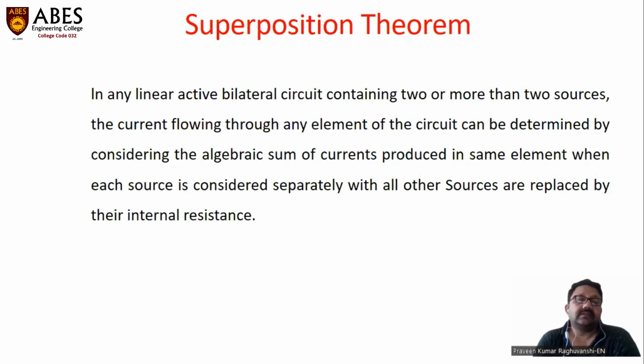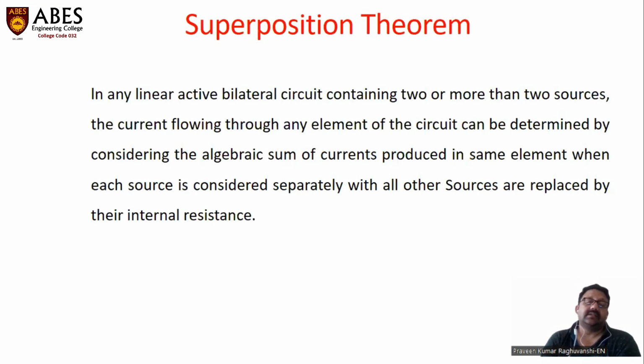As far as the statement is concerned, the statement of the superposition theorem is like this. In any linear active bilateral network containing two or more sources, the current flowing through any element of the circuit can be determined by considering the algebraic sum of the current produced in the same element when each source is considered separately, with all other sources replaced by their internal resistances.